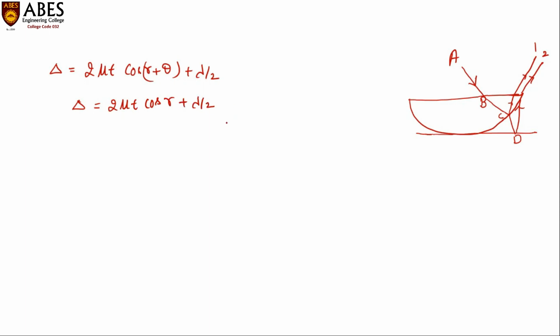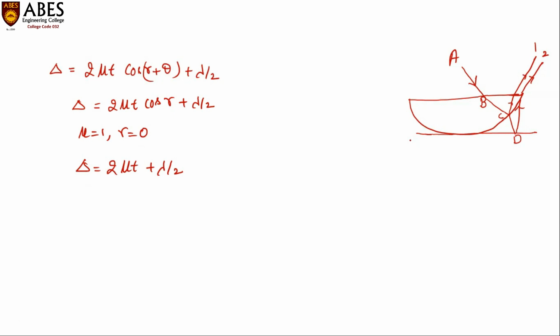For the normal incidence case, and if we are using the film with air, then mu is equal to 1 and r is equal to 0. So delta is equal to 2 mu t plus lambda by 2. At the point of contact C, let the thickness of the film be 0, then the path difference must be lambda by 2, which is the condition of minimum intensity. Thus the center spot is dark.